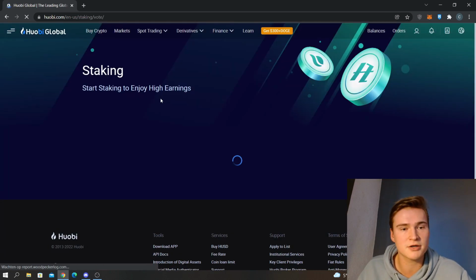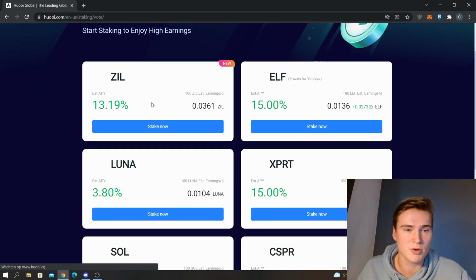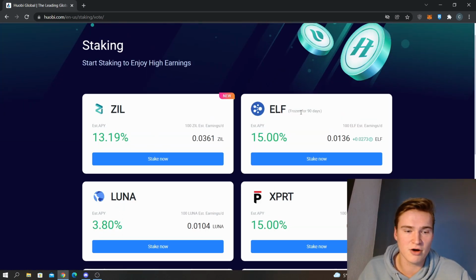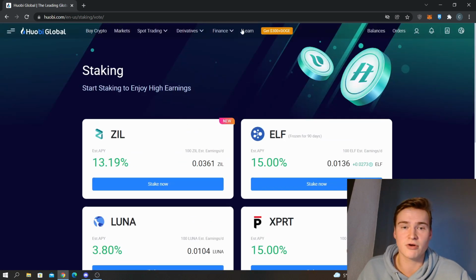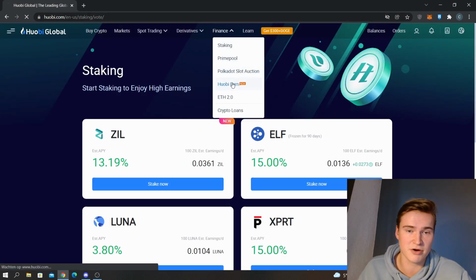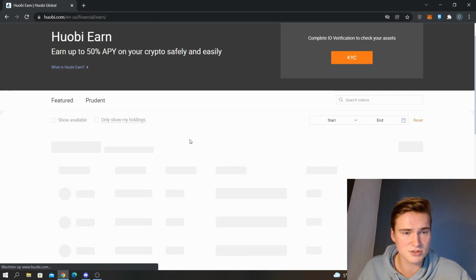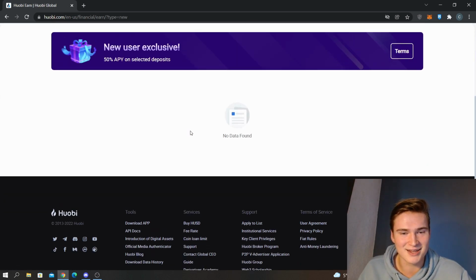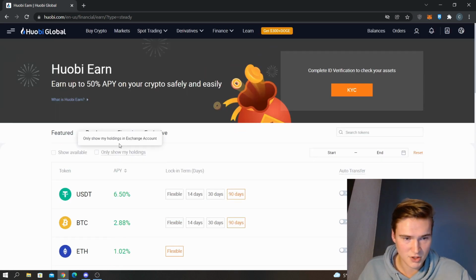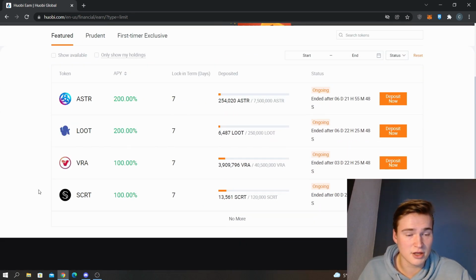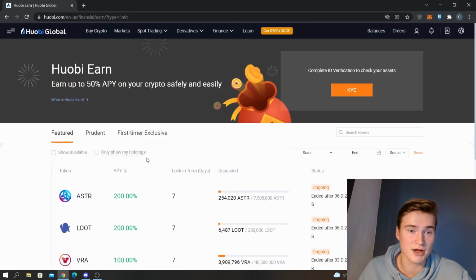As you can see right here, you have some great APYs on Zilliqa, on Elf, Luna also 3.8, Sol 3.5. So you can stake your cryptocurrencies here on the exchange, which is a very good thing. Then you also have Huobi Earn. Here you can actually get very good APYs. First of all, on some of the major cryptos such as Axie Infinity, Bitcoin, USDT, you know them, but also on a little bit smaller cryptos like Veracity or Secret. Great APYs in my opinion.